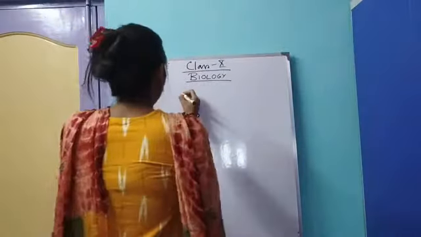Today we will continue the first chapter of your science book from the biology portion, that is life processes. In your first lecture we read what nutrition is, what the different life processes are, and the different types of nutrition, that means autotrophic nutrition and heterotrophic nutrition and their divisions. So today we will continue with the autotrophic mode of nutrition, particularly the process of photosynthesis.